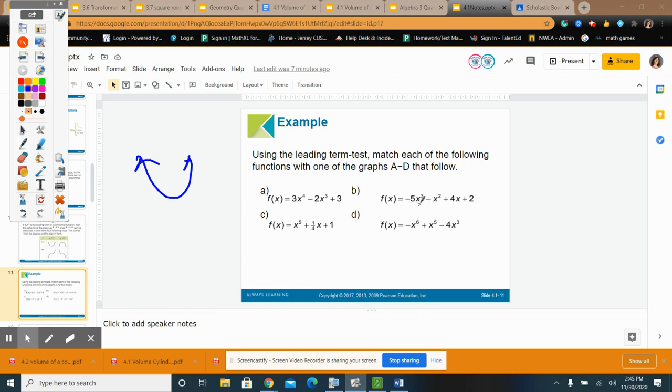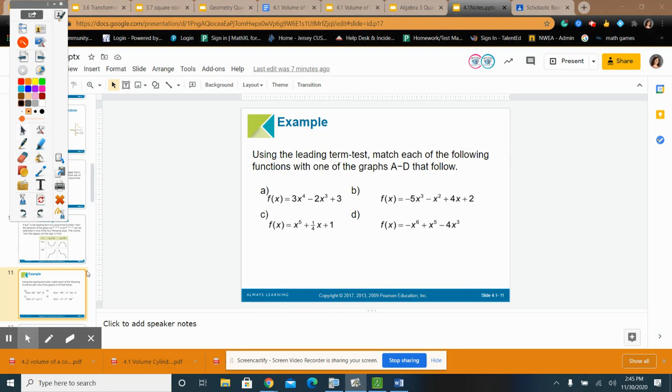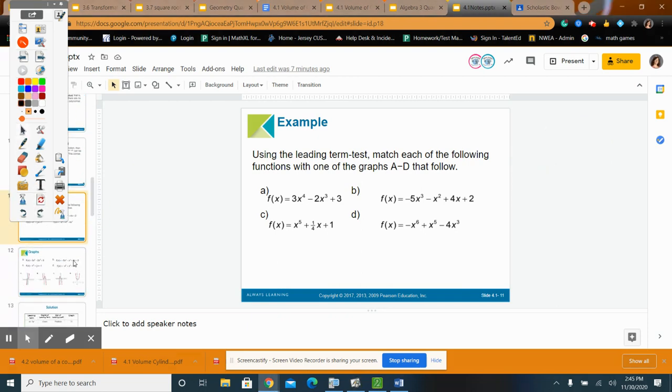This one is an odd, so it's one of these snake babies. And I know since -5 is negative, it's going to be this snake baby, and there's a y-intercept of 2. This one is a positive snake baby, y-intercept of 1. This is a negative even, which is a down and down with some bumps in the road, with a y-intercept of 0. So take a look at these multiple choice on the next slide and see what you think.